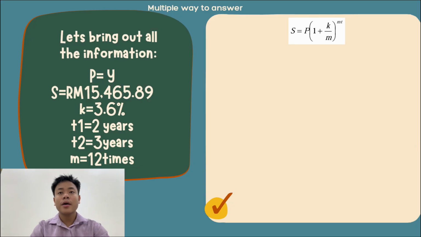From that question, let's bring out all the information that's given. So P equal to Y, S equal to RM15,465.89, K equal to 3.6%, T1 equal to 2 years and T2 equal to 3 years. And M is 12 times.